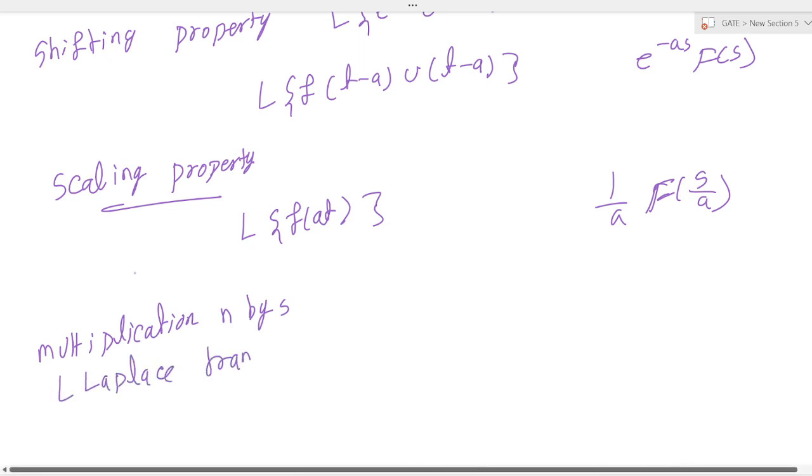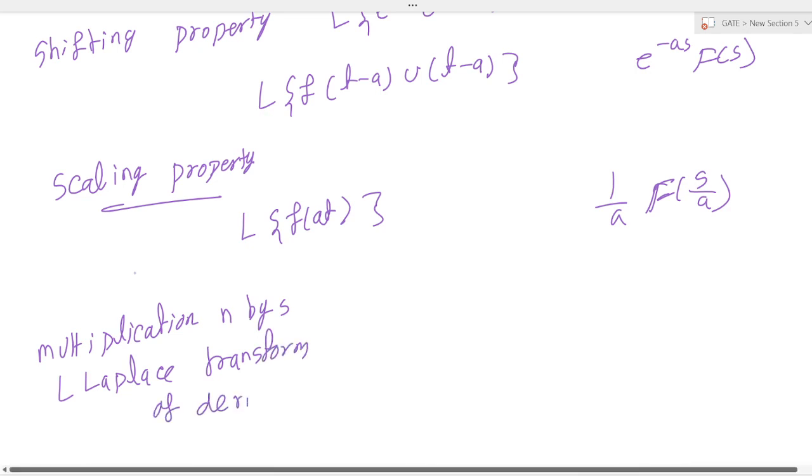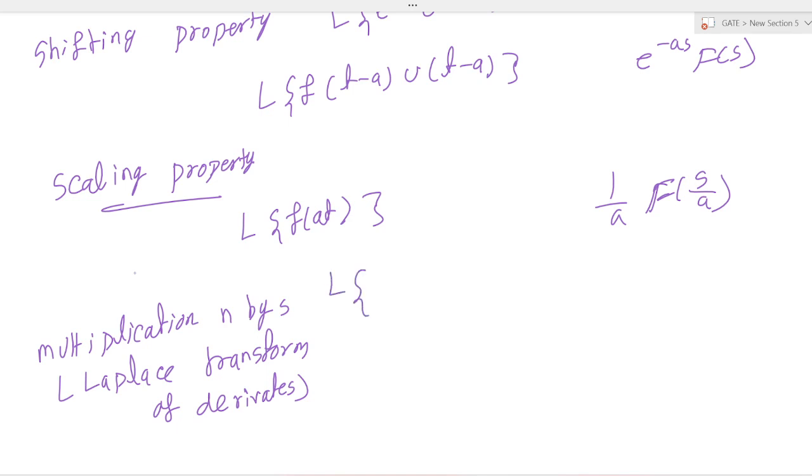Laplace transform of derivatives. Now L{f'(t)} is equal to s F(s) minus f(0).